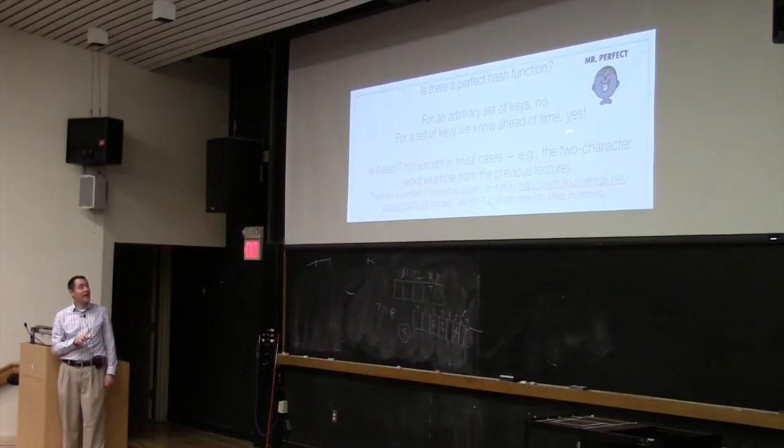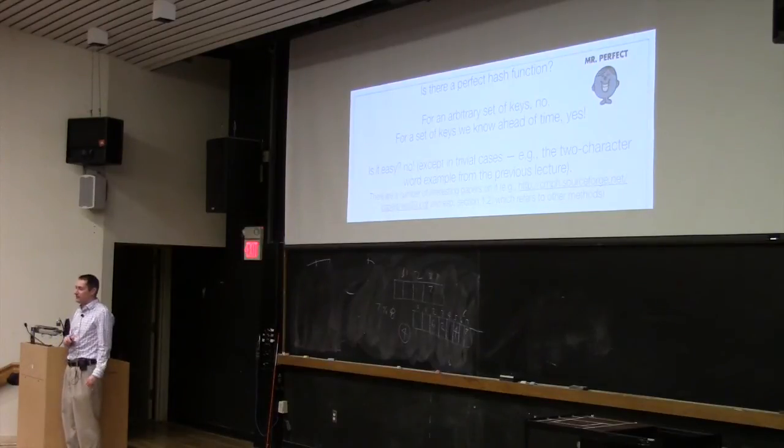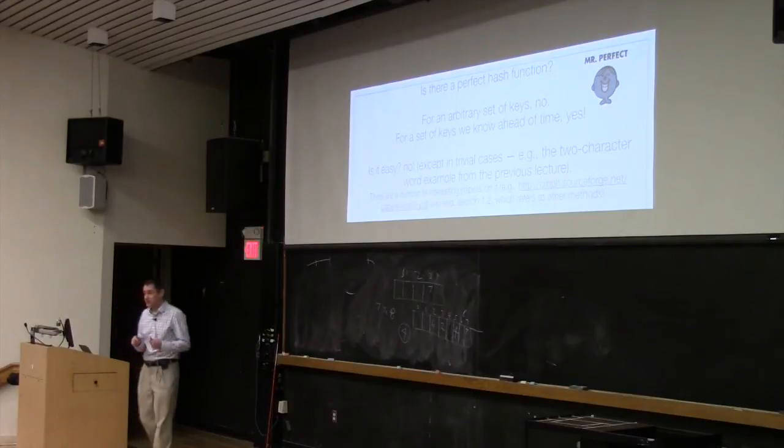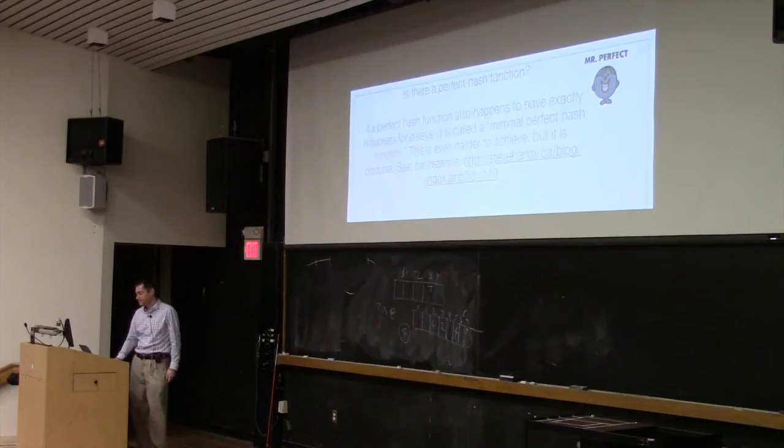Except in trivial cases, we did it pretty trivially with the two-letter words. But if you know the keys ahead of time, you can do this. There's whole papers written about this. Go look up this paper. It talks about these different methods for creating perfect hashes. Okay? If you really don't want to deal with collisions, find a perfect hash. If you don't know what keys you're going to put in there to begin with, you're done. You can't figure out a perfect hash. Okay? Not going to be possible. Right?